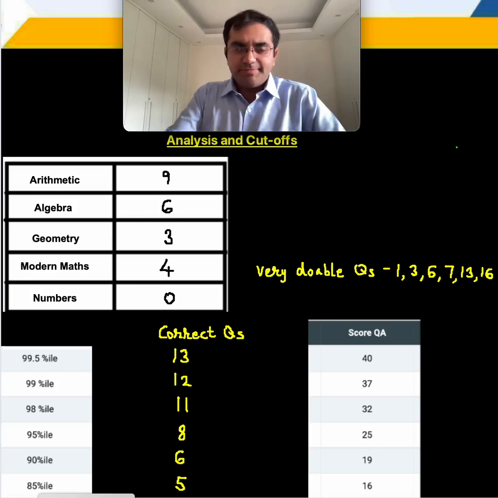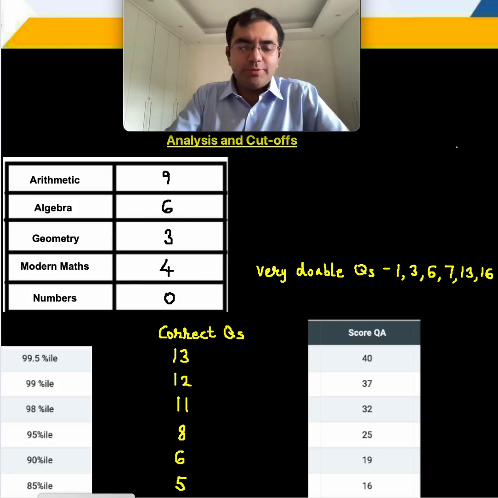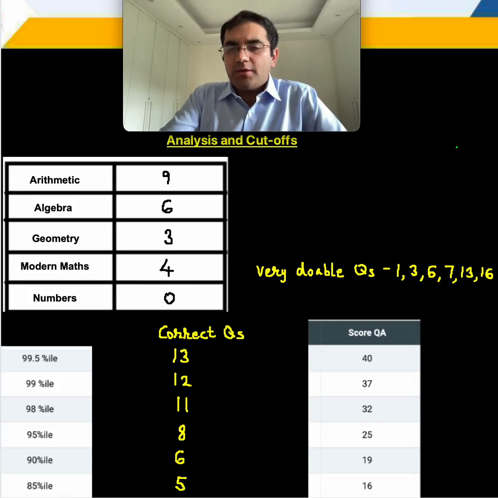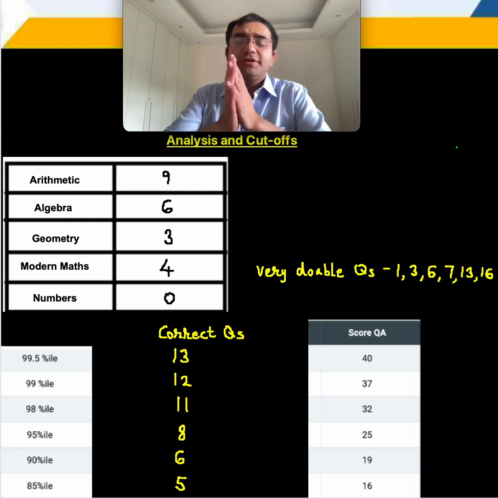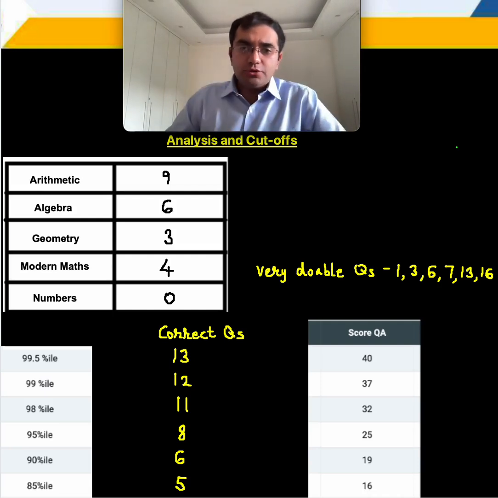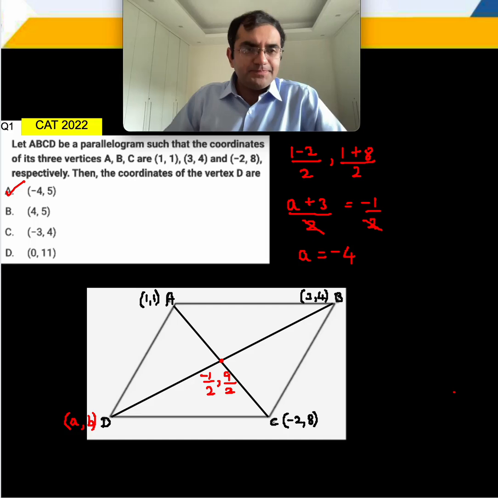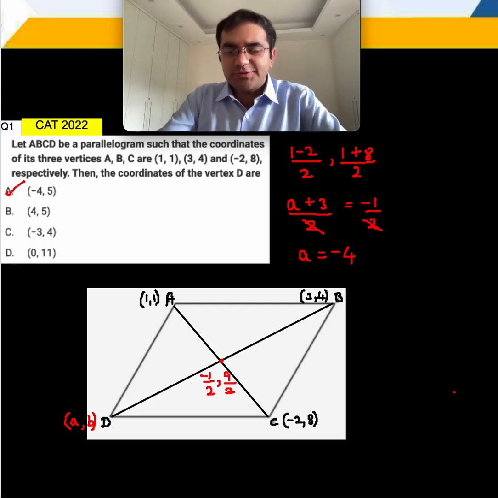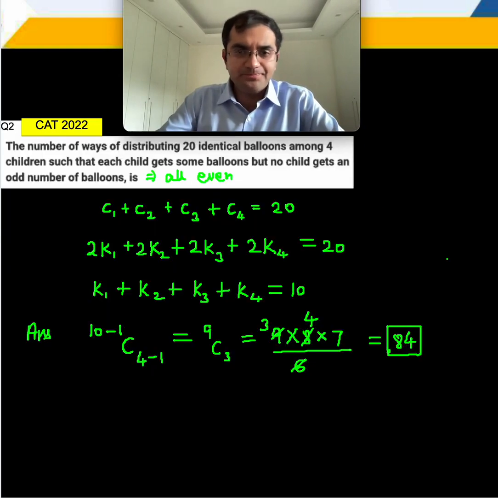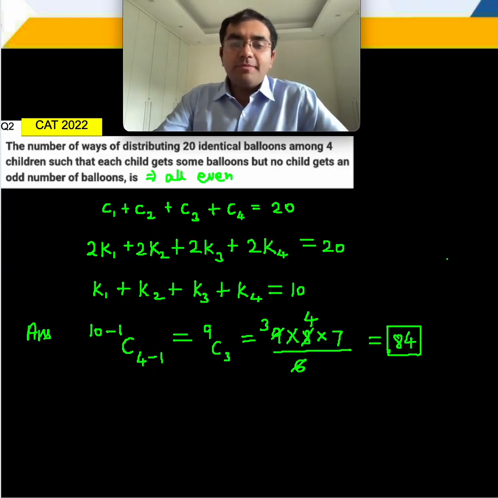Analyze this paper of ours, which is CAT 2022 slot 1, and we would like to see what the paper consists of and what were the very doable questions. We'll go through the questions once. This was the first question, which was very doable, just basic properties of a parallelogram. Now from here things became a little more tricky.